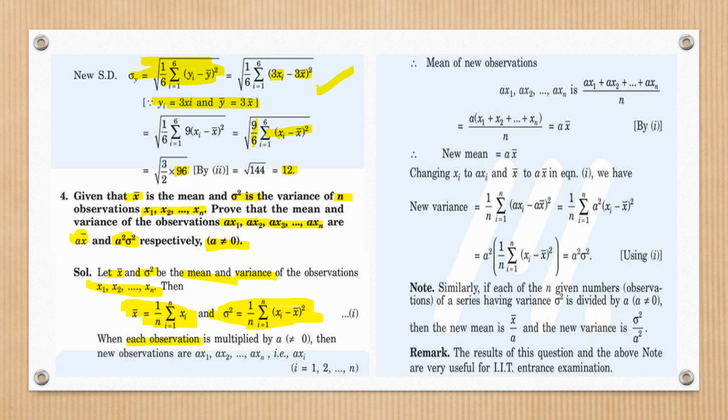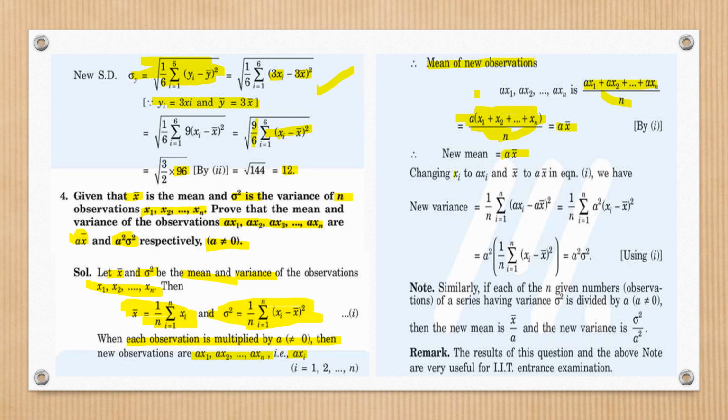Now each observation is multiplied by a, which is a non-zero term, so the observations are of the form a times xi: a times x1, a times x2, and so on up to a times xn, right? So the mean will now be the sum of these divided by n. That means, can I take a common? So x1 plus x2, and so on up to xn, with a outside, and this complete is x bar, so it is a x bar. The new mean is a x bar.